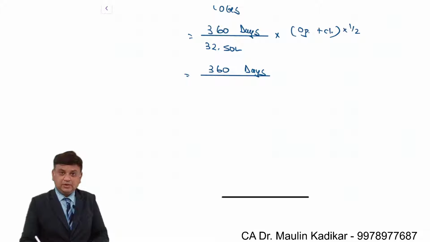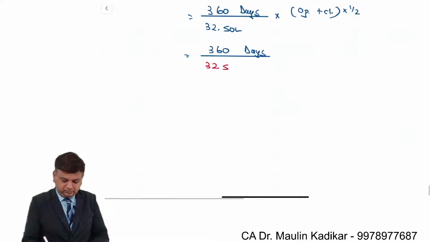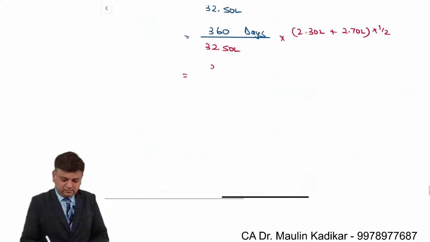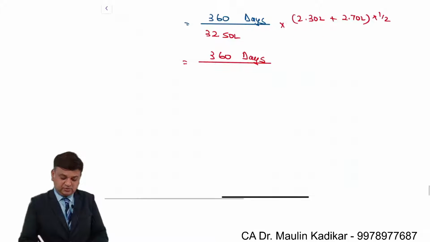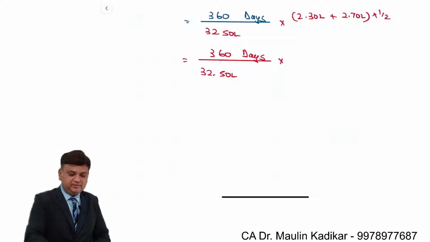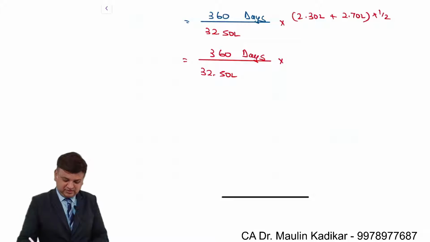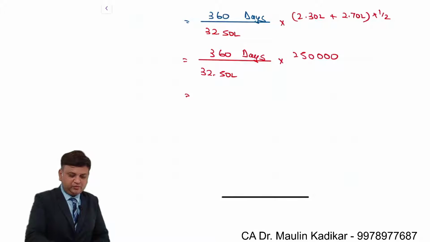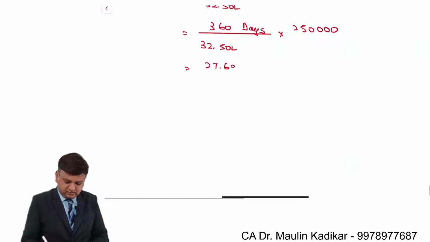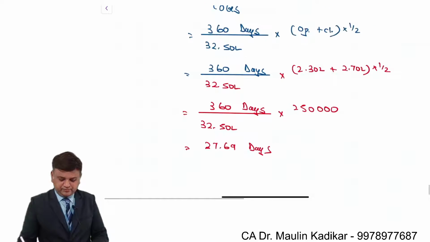360 days upon 32,50,000 into 2,30,000 plus 2,70,000 whole into 1 by 2. So 360 days upon 32,50,000 into average, 230 plus 270 divided by 2, that comes to 2,50,000. So 360 into 250 divided by 32,50,000, so 27.69 days. That is what we understand.